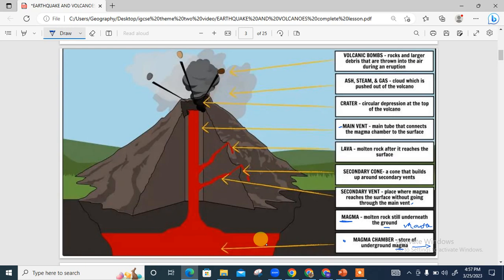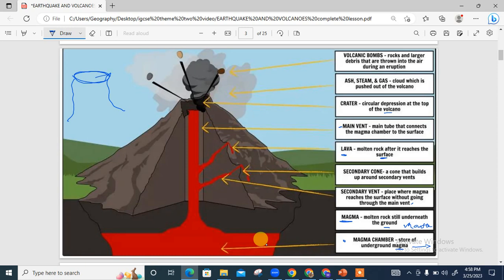Then what is lava? Lava is molten rock that reaches the earth's surface. So once the molten rock that is beneath gets to the earth's surface, it becomes lava. Then a crater is a dome-shaped or circular depression at the top of a volcano. Usually you see it like a dome or circular shape at the top of a volcano, and it is referred to as the crater.